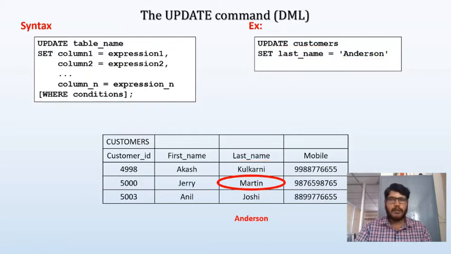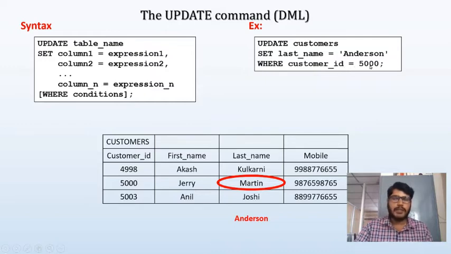So we have to use what? Where clause. Where customer underscore ID is equal to 5000. So in this case what happens? It will update last name as Anderson where customer ID is equal to 5000. So customer ID 5000 is here, as you can see here. For this particular record, it will modify the last name as Anderson in this particular location.